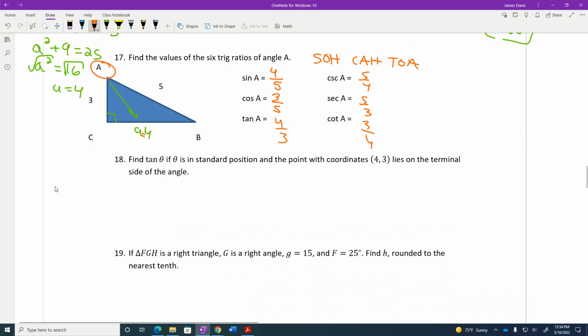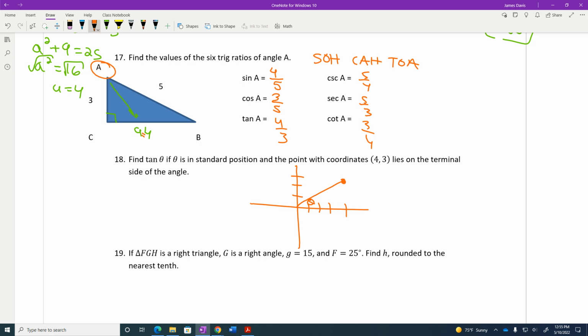Okay, the next one, we're asked to find the tangent of theta if theta's in standard position and the point with coordinates 4, 3 lies on the terminal side. So what we're going to do is graph 4, 3. 1, 2, 3, 4. And let's go ahead and draw a line here. This represents the angle. So the angle would be this theta down here. So that's the situation we have going on.